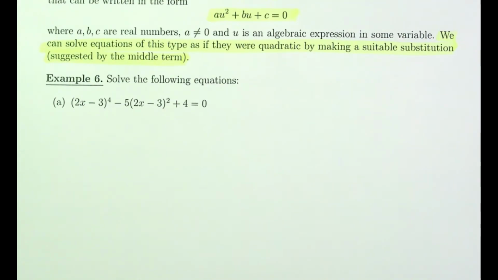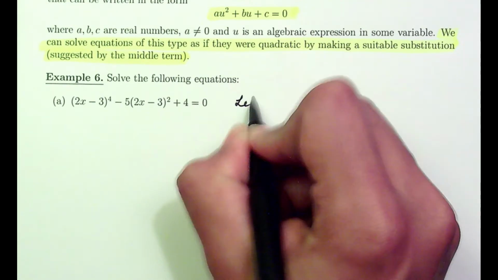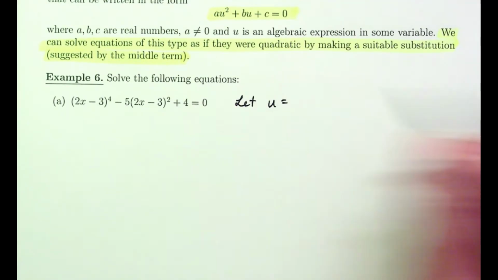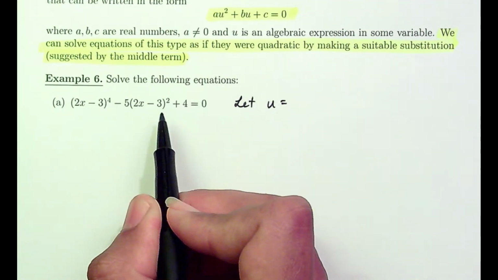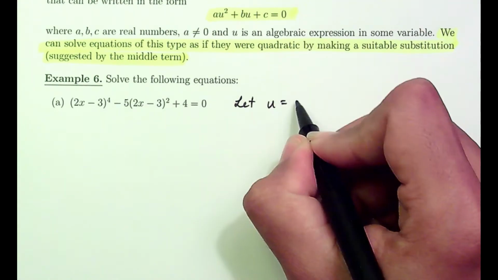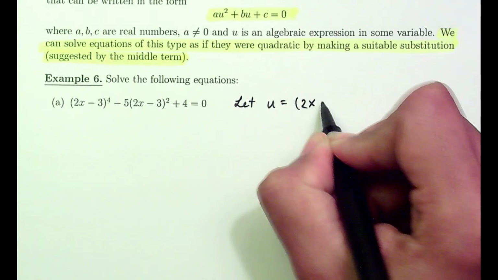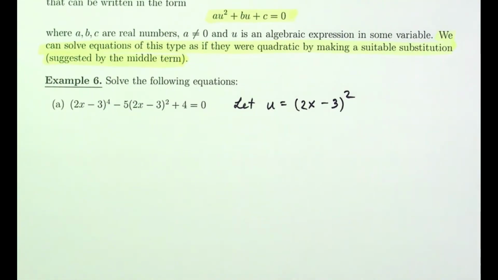So what we're going to do is make a substitution. We're going to let u, so we're going to introduce a new variable. u is going to be the middle term, ignoring the coefficient, ignoring that minus 5. So u is going to be (2x minus 3) squared. It is the middle term, ignoring the coefficient. So we drop the negative 5, and u is the rest.